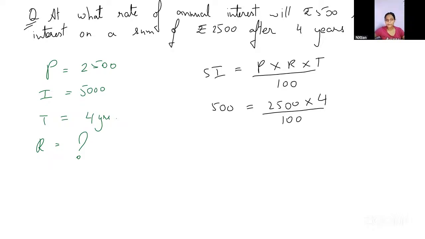You can take this to the other side. Ma'am, it's me, Joshua. In interest you wrote 5,000. Oh, sorry, Joshua. It is 500. Mistakenly wrote 5,000. It is 500.